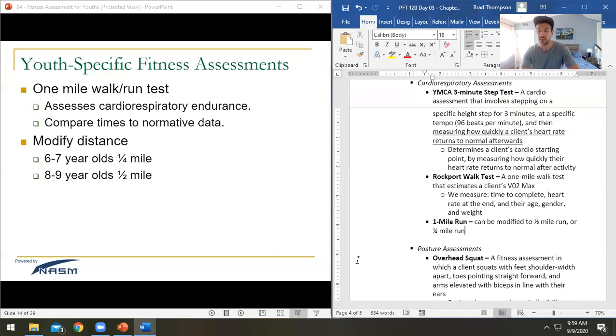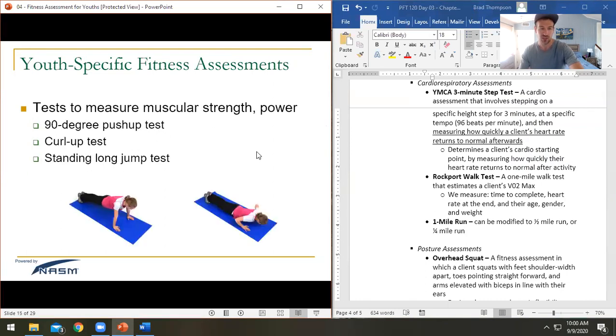So for youths, for kids, you are just going to assess it based on a 1 mile run. Now, there is a little bit of normative data based on age, but that kind of stuff fluctuates so much that I don't put too much stock in it. And if your clients are a little younger, you're going to modify that down to a 1/4 mile run or a 1/2 mile run.